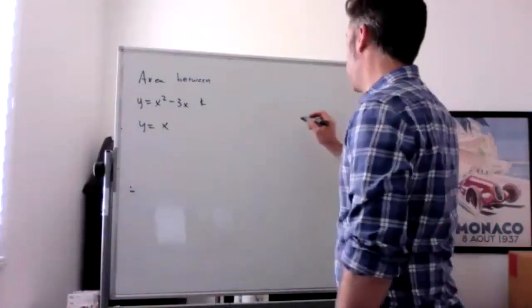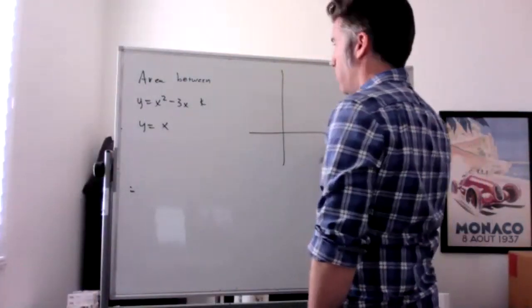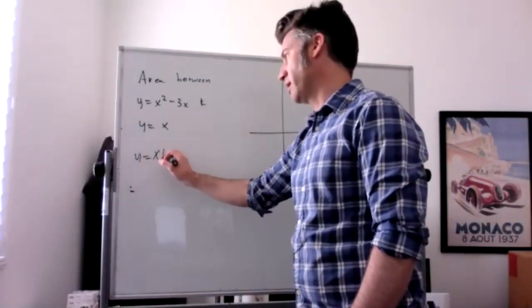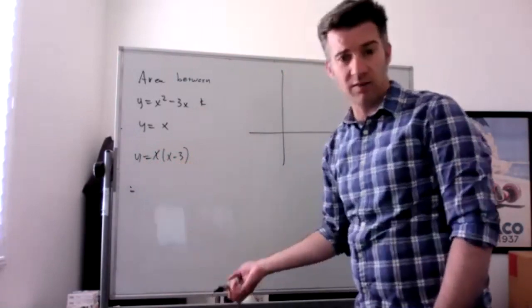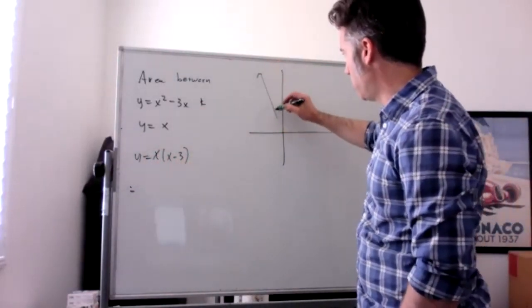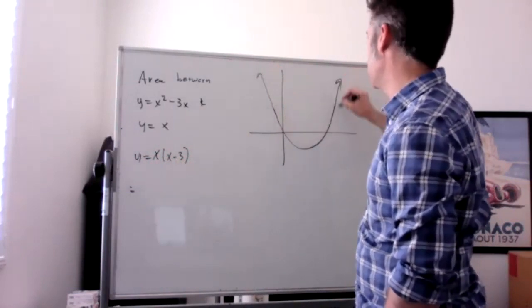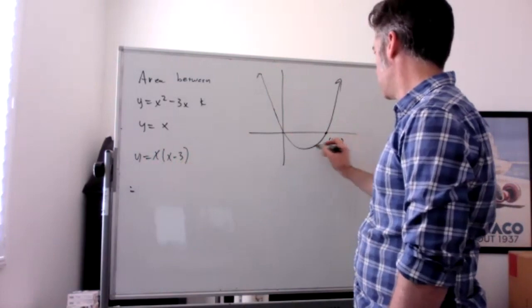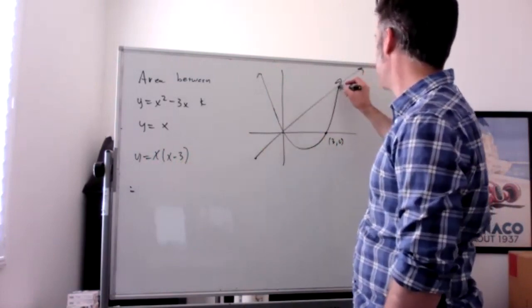So we don't need to graph it. I'm going to graph it. So y equals x squared minus 3x is y equals x times x minus 3. It's got x-intercepts at 0 and 3. The parabola does this kind of deal. And then y equals x looks like that.